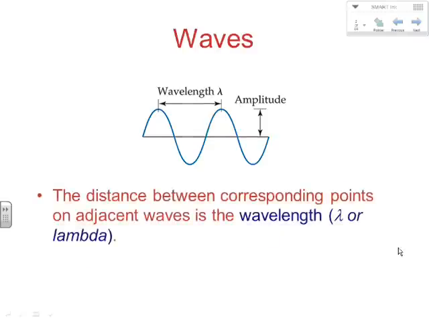First off, the distance between corresponding points on adjacent waves is known as the wavelength. If you remember from pre-AP, the symbol for wavelength is the Greek letter lambda. So wavelength is literally the length of a wave cycle, which would be the length between two corresponding points on side-by-side waves. Technically, this is what we would call one wave cycle, and the length of that would be one wavelength.